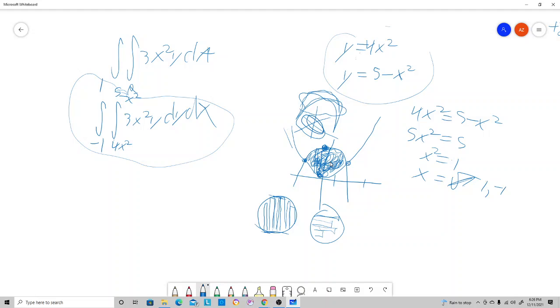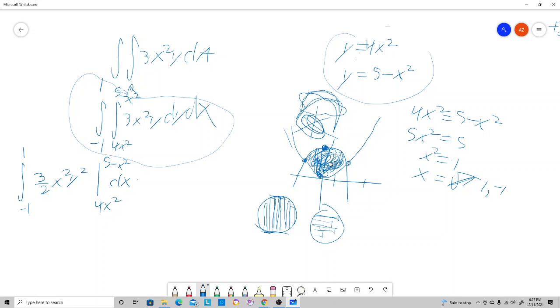Well, because I'm integrating with respect to dy, I can treat x's as constants, the way I deal with partial derivatives. So if we integrate with respect to dy first, we can do this. So -1 to 1, and then we have 3 over 2 x squared y squared, and we're taking the limits from 4x squared to 5 minus x squared, dx.